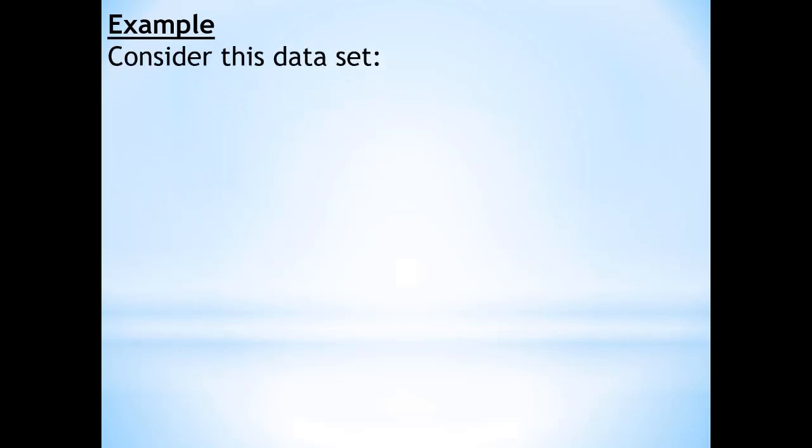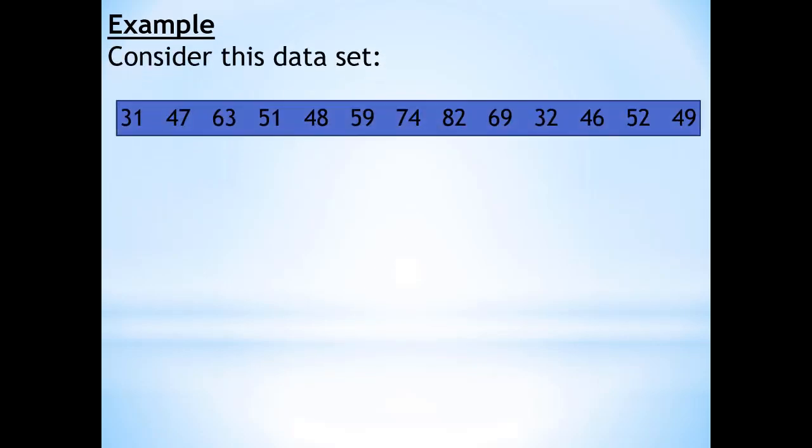So we have a data set, and this data set has 13 entries in it. 31, 47, 63, 51, 48, 59, 74, 82, 69, 32, 46, 52, 49. Those are our 13 data entries.